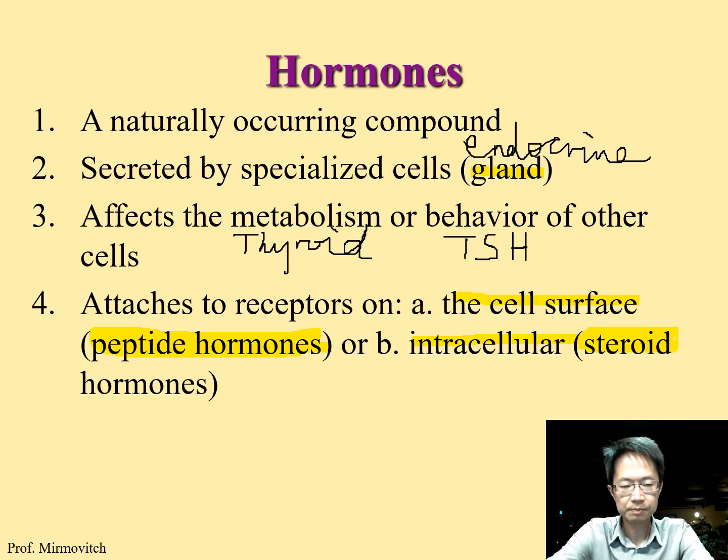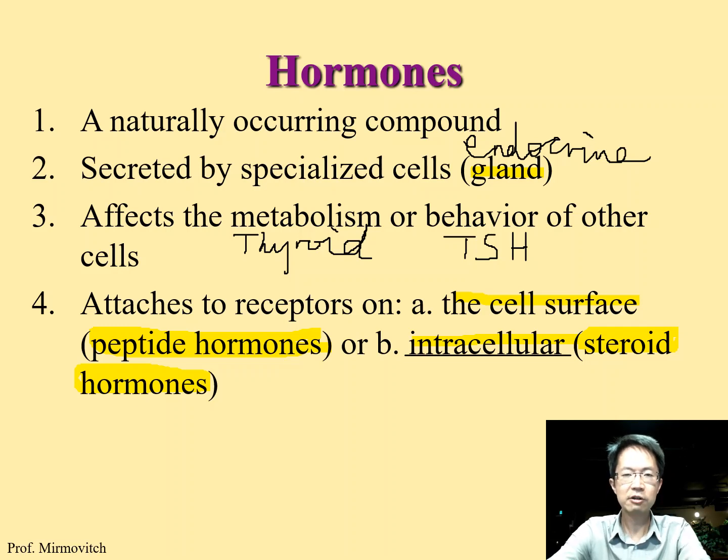In other words, when they're hydrophobic or nonpolar, they can go through the cell membrane. When they can go through the cell membrane, they can bind to the intracellular receptor, meaning the receptor can be in the cytoplasm. So the steroid hormone can go through the cell membrane into the cytoplasm and then bind to the receptor in the cytoplasm. Then it can trigger changes of the cell.